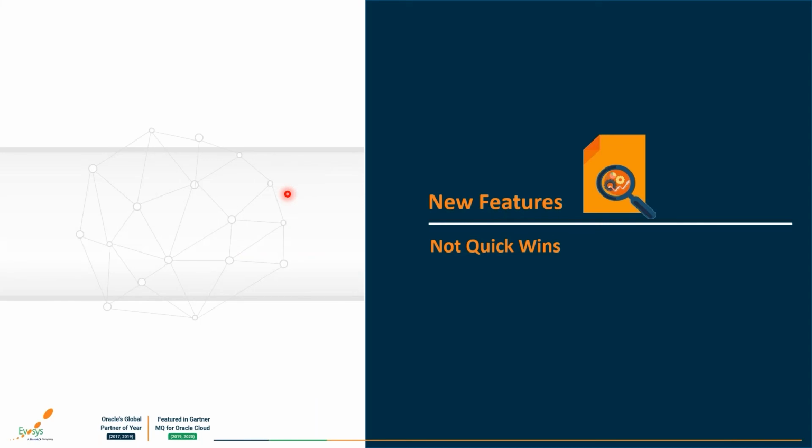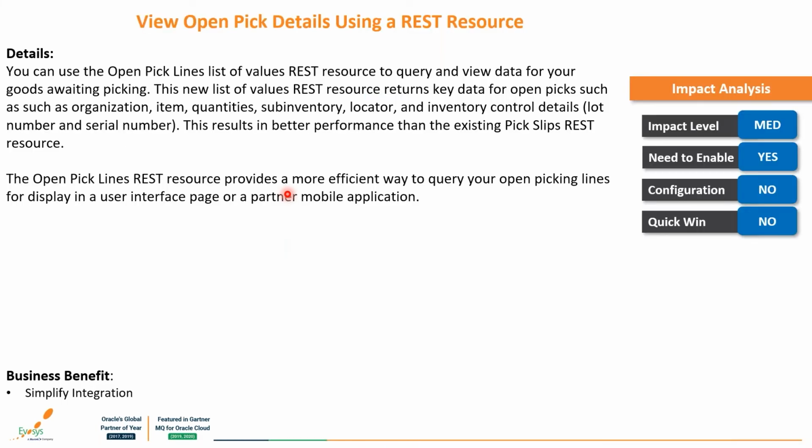Now focusing on the ones which we feel, based on our experience and the list of features which are there, could fall under the not quick win. As mentioned earlier, it could be possible that there is an existing business requirement which could be catered through this feature as well. Starting with view open pick details using the REST resource. So overall, it has simplified now the options of adding the open pick details in the REST services. It helps us to improve the integration process if there is any, which are using the REST services.